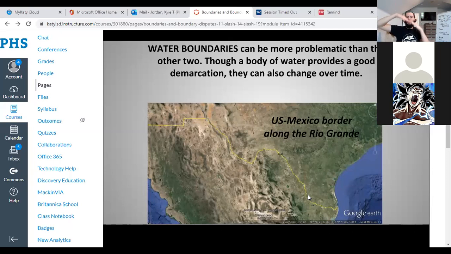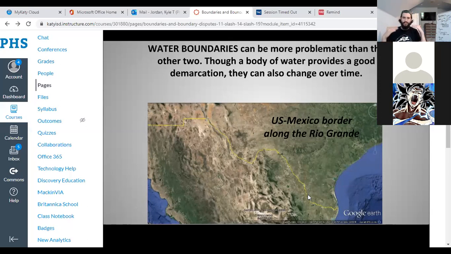If it shifts south and suddenly this northern shore is Mexico, owned by Mexico, that's happened in places. There's also been places where it shifts north and suddenly America owns the southern shore because America and Mexico said, hey, this point right here, and they mapped it out with latitude and longitude and everything.